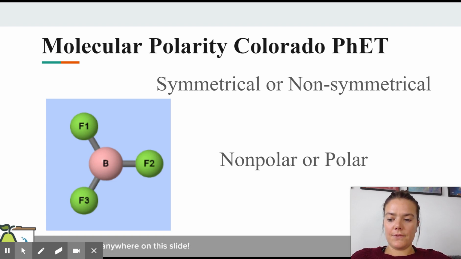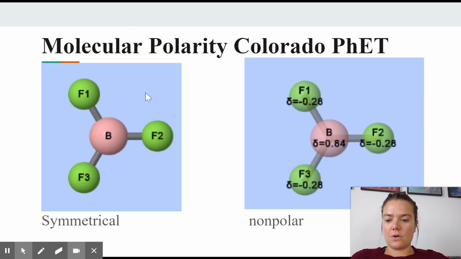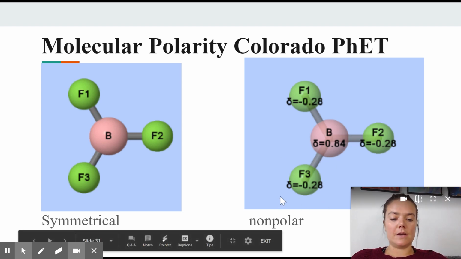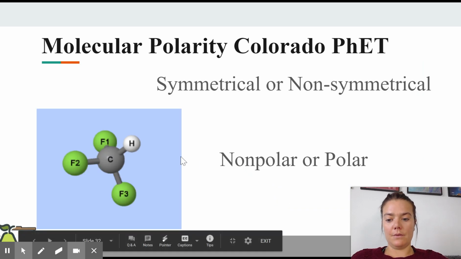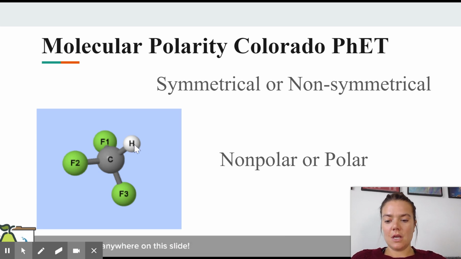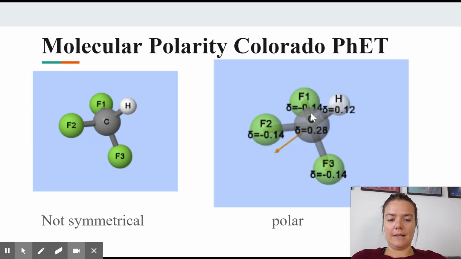So BF3 is symmetrical. If I cut it all these different directions, we'll notice that it is the same each way, and that there is no unequal pull anywhere. So it is nonpolar. Symmetrical means nonpolar. All right, what about this one? So you would think that it might be similar to our previous example, but because of that H, that creates this weird imbalance.